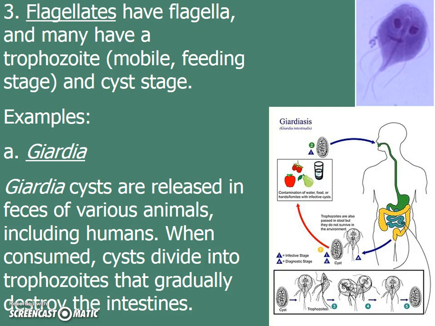They belong to a group called Flagellates. And if you look at the upper right, you'll see Giardia with its long tail-like locomotor structures called flagella. They may have a trophozoite stage and a cyst stage, and the cyst stage is very resistant in the case of Giardia. It causes giardiasis. And let's take a look at the life cycle here.